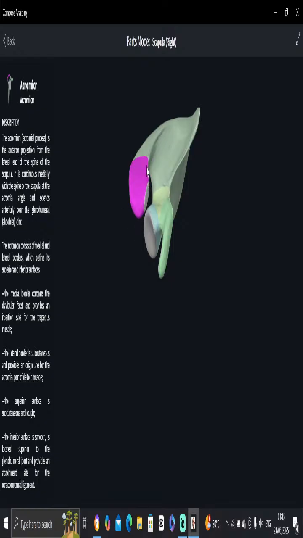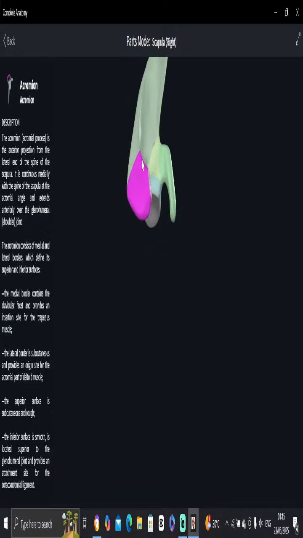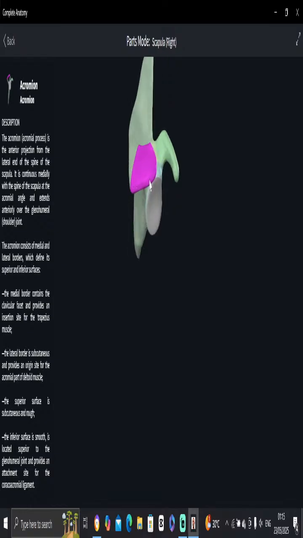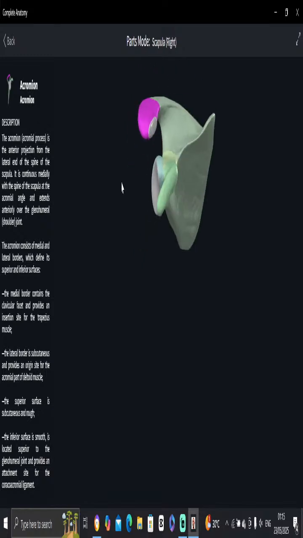So on the medial border, that's the attachment point for the middle fibers of the trapezius muscle, while the lateral portion gives attachment point or the origin for the middle fibers or the acromial parts of the deltoid muscle. If we remember, the clavicle provides attachment point for both the trapezius and also for the deltoid muscle.